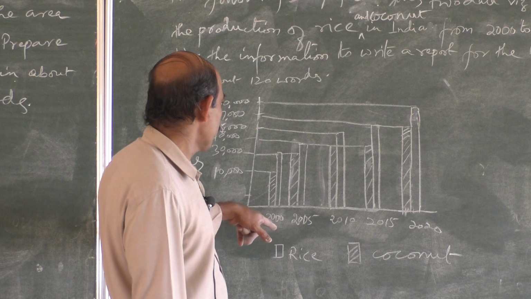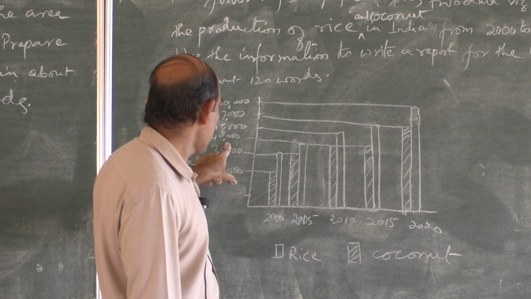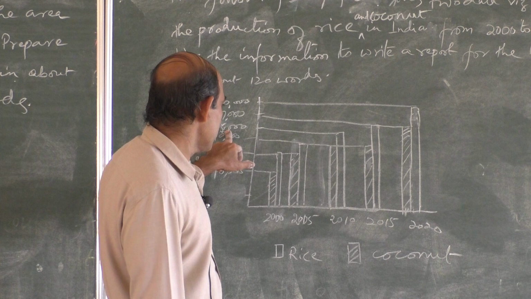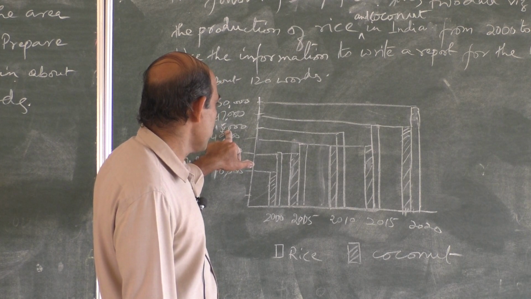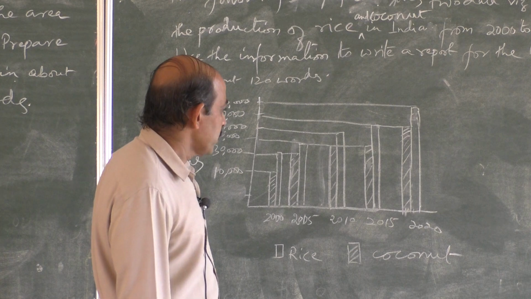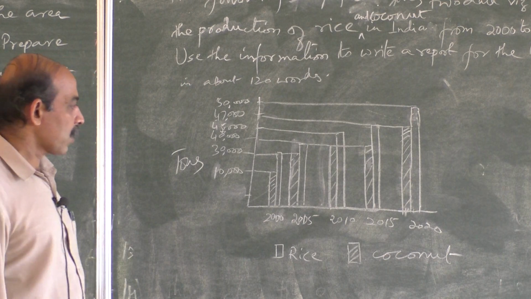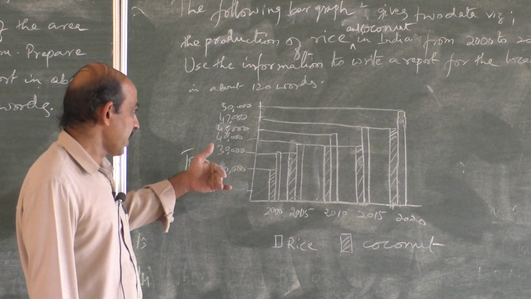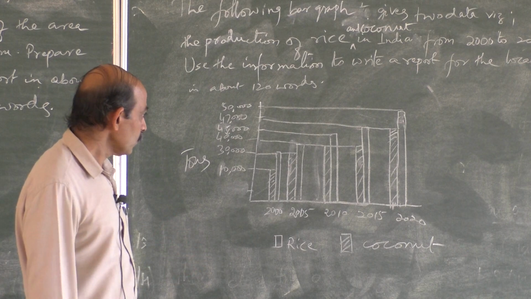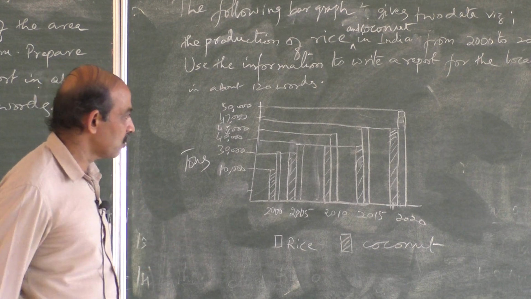But think of rice production: in 2000 it was 30,000 and then in 2005 40,000. So the increase of production is what you have to understand, and then a 5,000 increase in 2010, that is rice I am speaking of, and then 2015 47,000, and think of 2020 50,000. So think of the increase of production of both crops and thereby understand which is increasing and what the very speed of increase is, for rice or coconut, and that comparison you have to write.